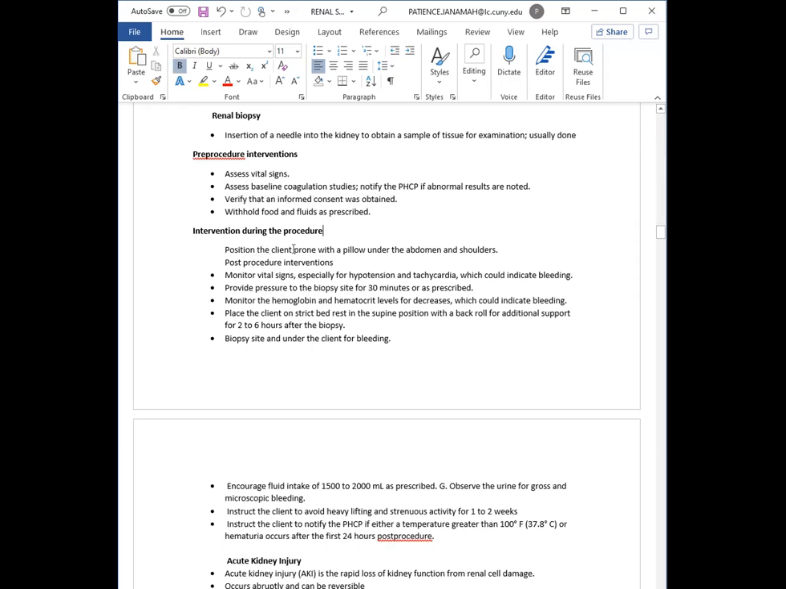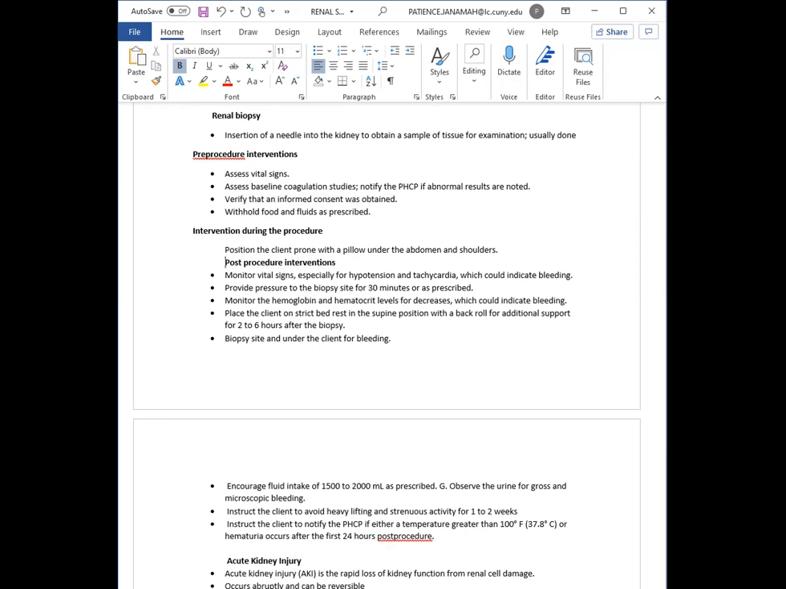biopsy, you position the client in a prone position with a pillow under the abdomen and shoulders. So I want you to take note of this positioning. That's the only thing you have for the intervention during the procedure: how you position the patient. So the patient should be placed in a prone position with a pillow under the abdomen and shoulders. Can somebody show me the prone position?